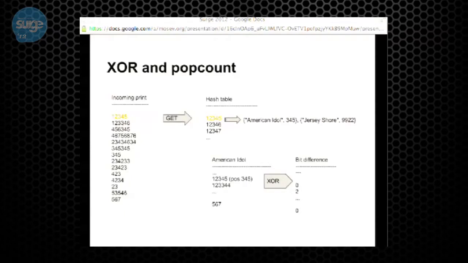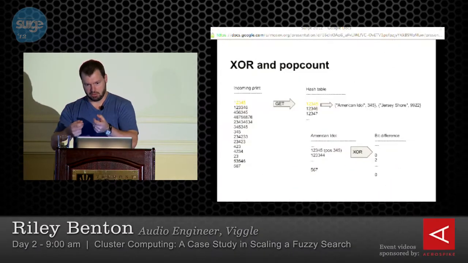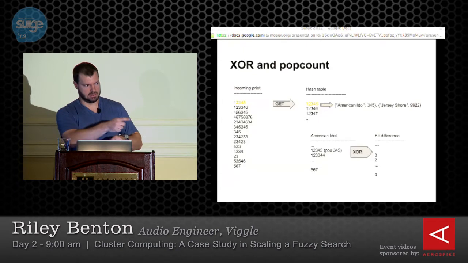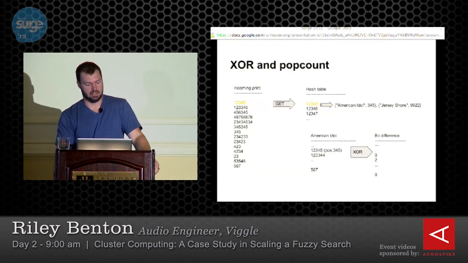And it was clear early on that there were so many prints that it couldn't be done in monolithic copies of the machines. We had to partition this data because it's just too much computation. So early on, we needed something that would allow us to take an incoming query, parallelize it, send out the query to multiple places, and then get an answer.